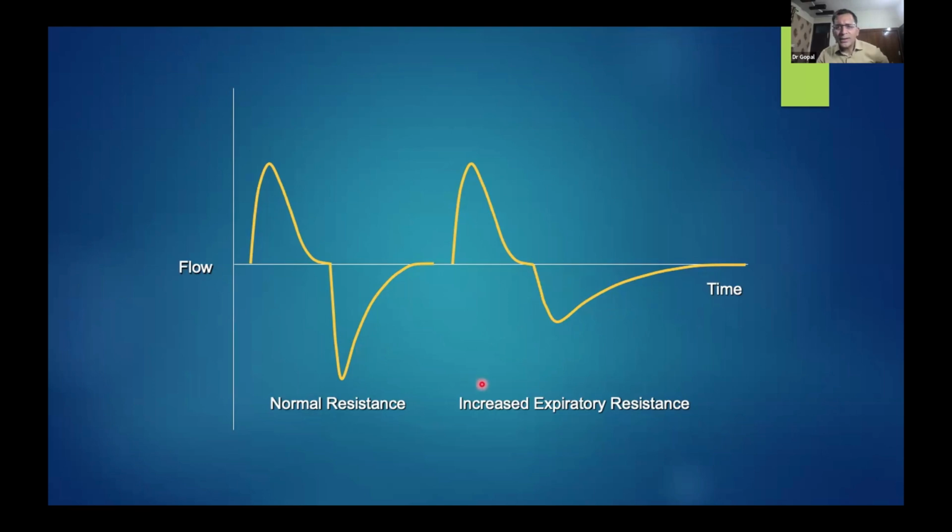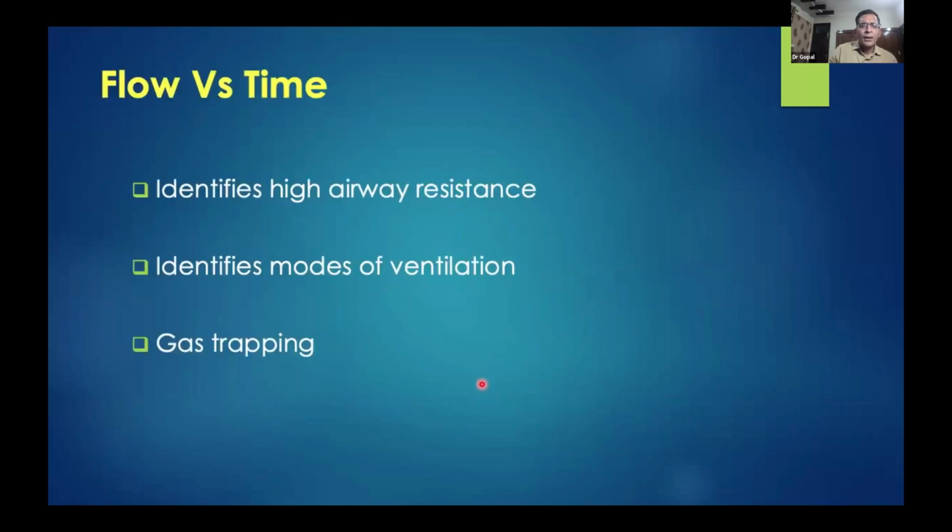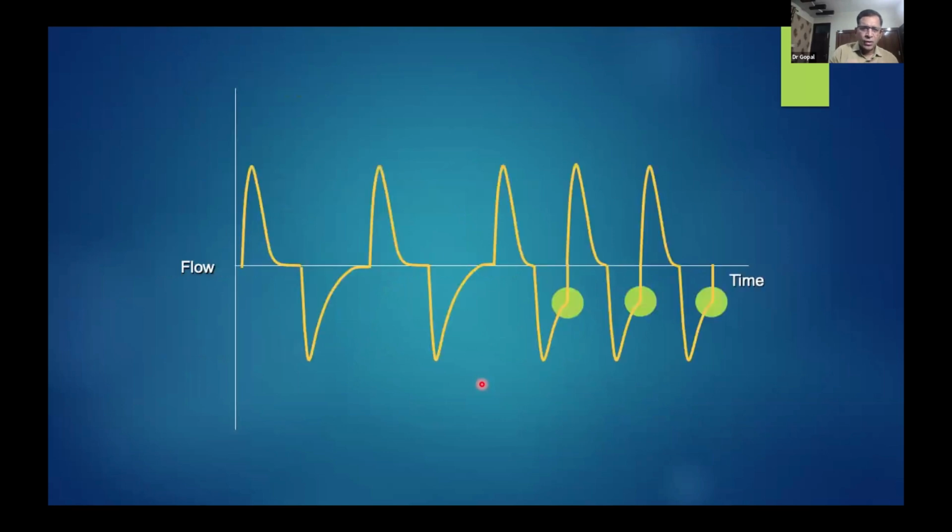So just by looking at these curves, you can easily say whether you have intervened, whether the intervention has worked or not. So the third most important utility of the flow time graphic is gas trapping. It's very, very important. I'll show how it does.